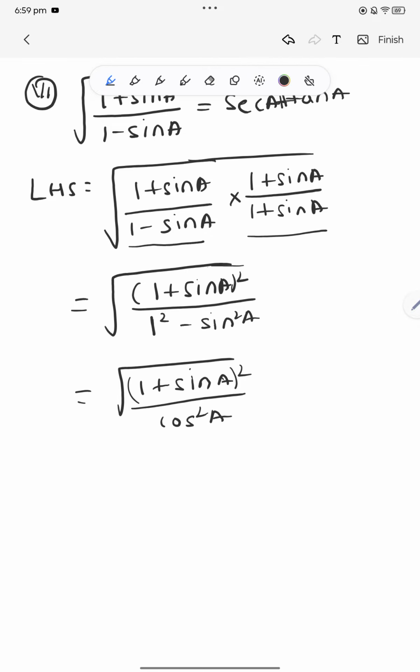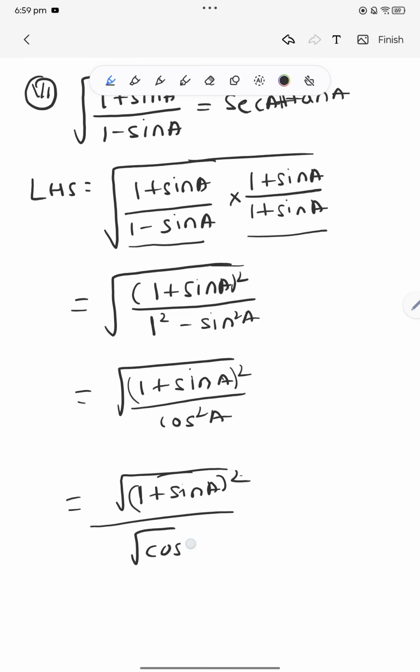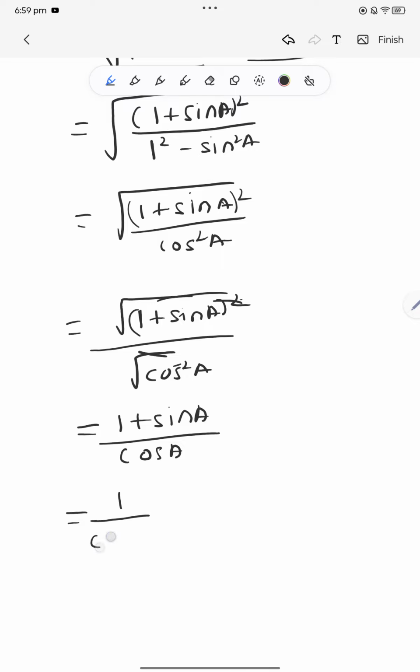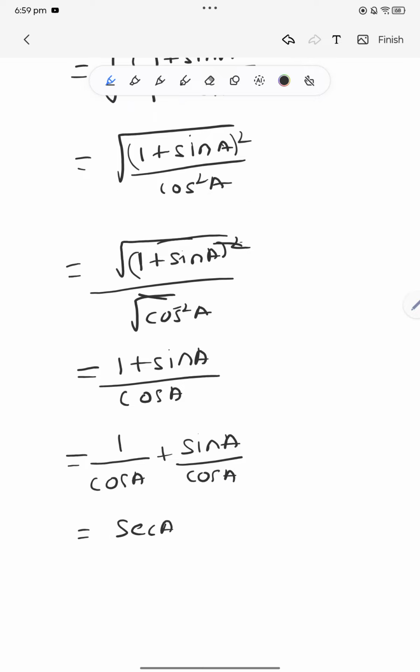So from this, what you can write? The square root of (1 plus sin A) whole square divided by cos square A. The square cancels with the square root. What is left? (1 plus sin A) divided by cos A. So you can write 1 by cos A plus sin A by cos A. 1 by cos A is secant A, and sin A by cos A is tan A. This is what we want. So LHS is equal to RHS.